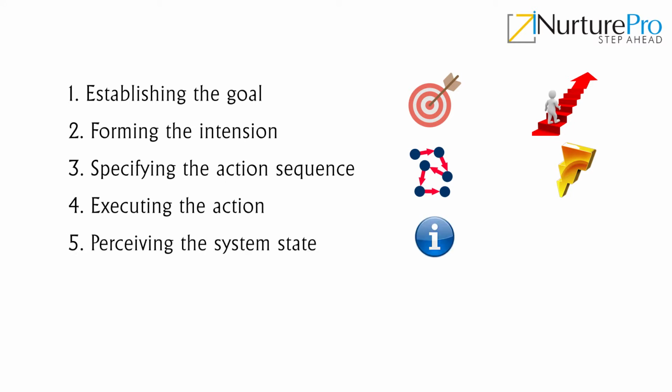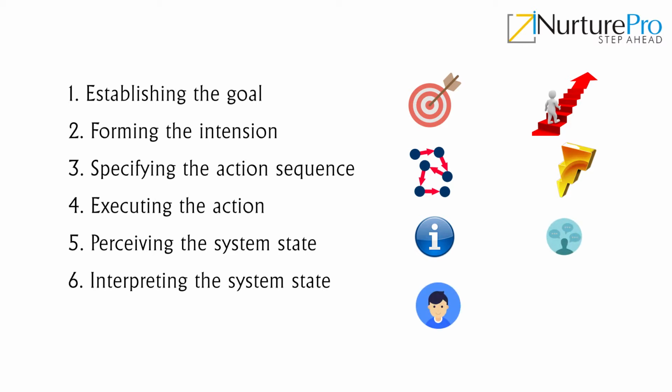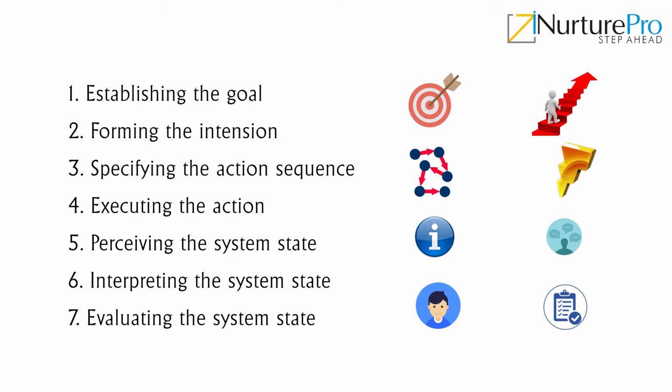Interpreting the system state. After getting the system state, the user interprets whether the system has met his expectation or not. Evaluating the system state. If the expectation is met, the interaction is successful. Otherwise, again we have to repeat the interaction cycle.